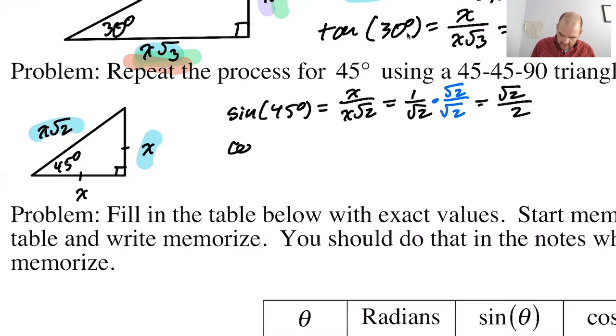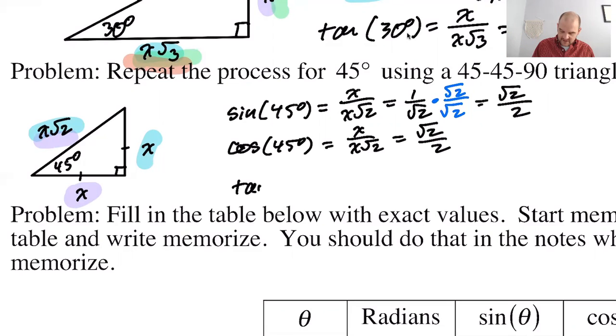Cosine of 45 degrees. Well, look at the triangle and think, is anything really going to change? We have to do adjacent over hypotenuse, but that's just x over x root 2 again. So again, root 2 over 2. Tangent is maybe the craziest one. It's definitely, I think, the easiest one to remember.